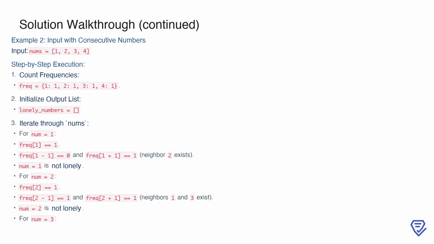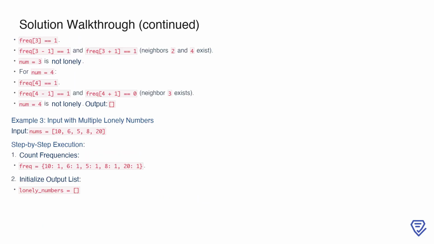The first number is 1. It appears only once, but its neighbor 2 exists, so it's not lonely. Moving on to 2, we see it also appears only once, but it has neighbors 1 and 3, so it's not lonely either. For 3, we observe that it appears once as well, but it has neighbors 2 and 4, which means it's not lonely. Finally, for 4, it appears only once, but its neighbor 3 exists, so it's not lonely either. Since no numbers in this array meet the criteria for being lonely, the output for this example is an empty list.